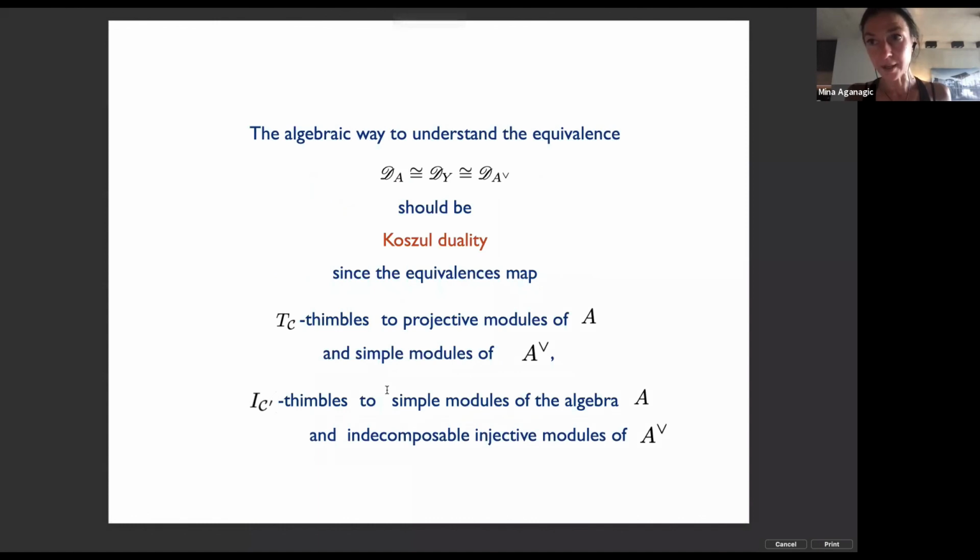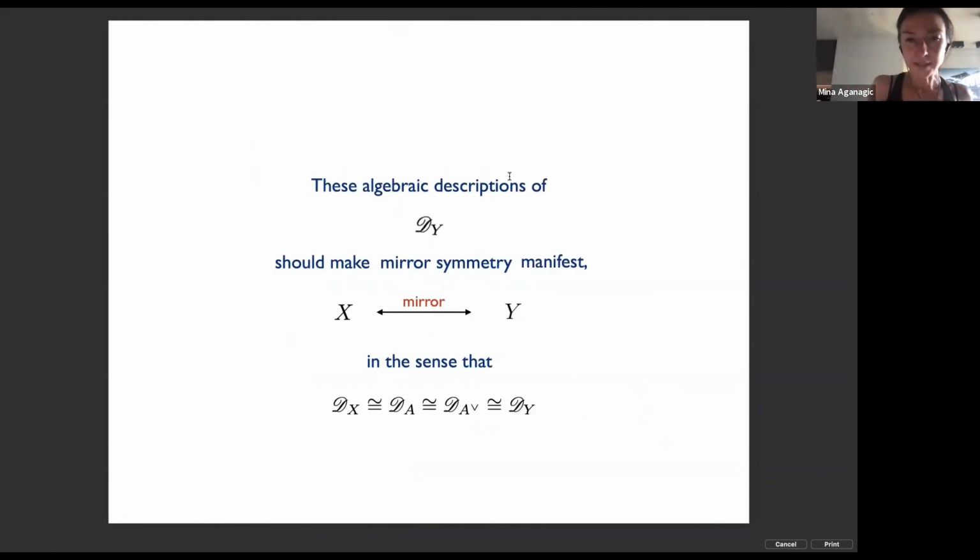This Koszul duality has many striking algebraic implications. For example, it implies what's called the formality of the algebra HX, whose algebraic proofs are extremely difficult. So these two algebraic descriptions should make mirror symmetry that relates X and Y manifest. Next time we'll explain more about that and homological equivariant mirror symmetry.